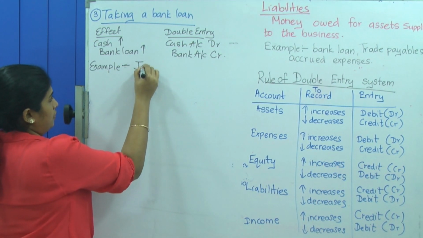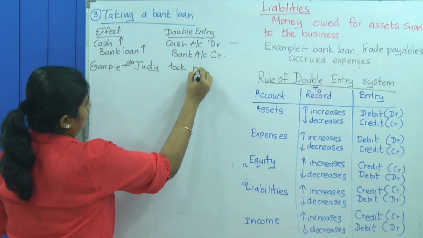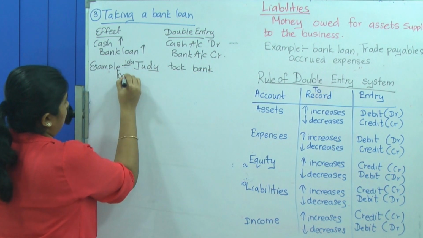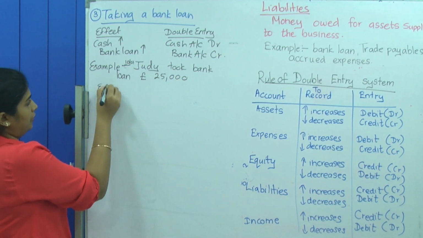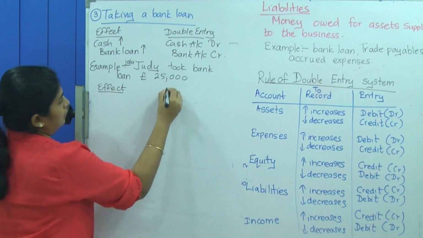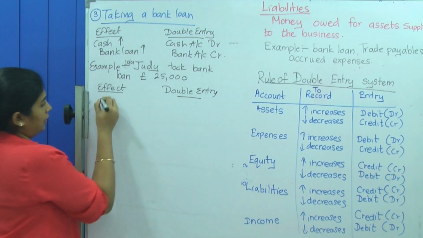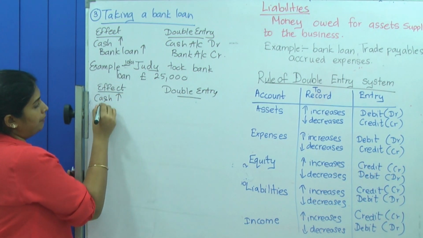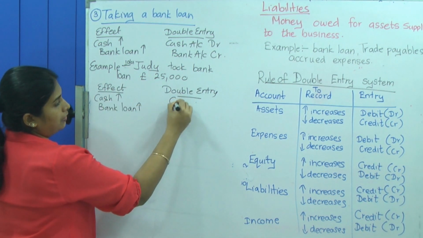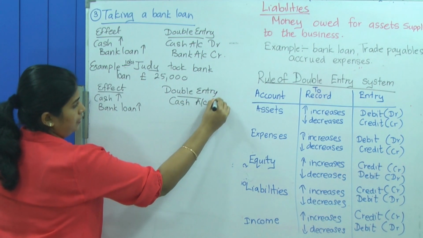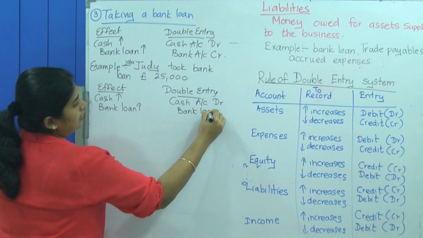Same Judy's account. On the 10th of January, Judy took a bank loan for 25,000. So the effect is cash increases and bank loan increases. When cash increases, the cash account is debited. When bank loan increases, it's on the credit side of the account.